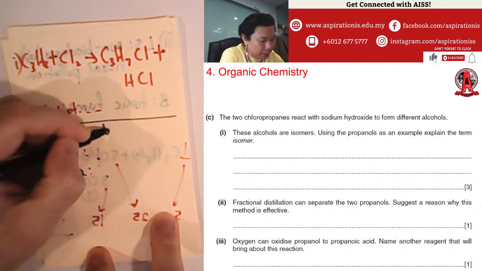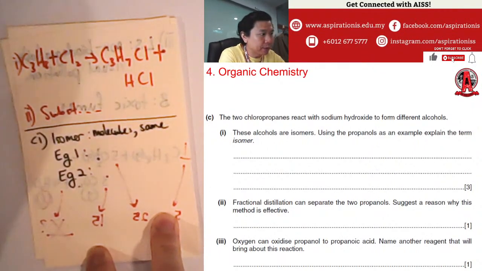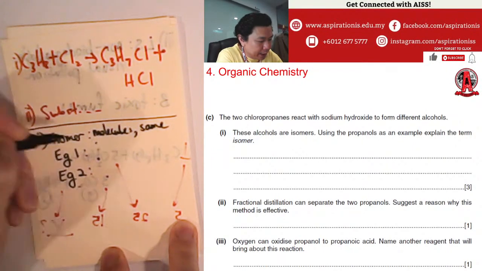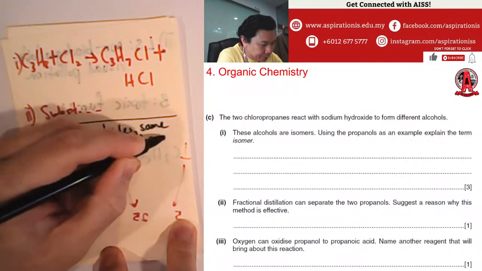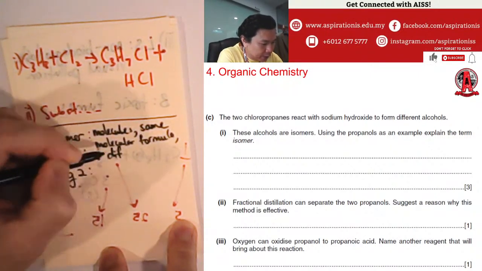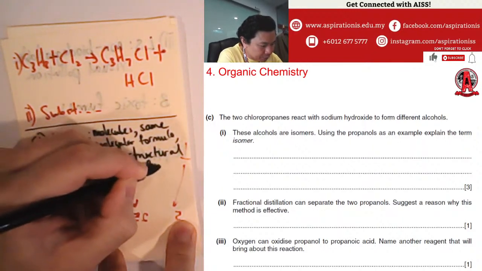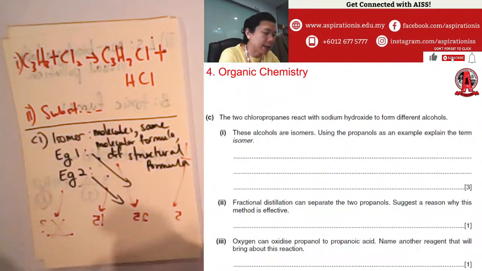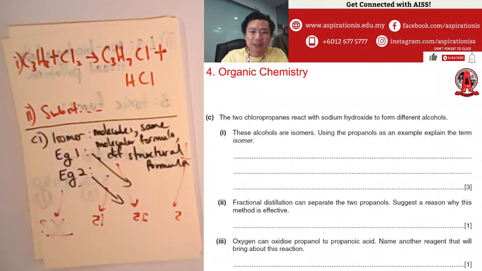Okay, so remember we already did the definition for isomer. You must start with what? Molecules, okay, with the same molecular formula but different structural formula. So give an example. What is example 1 and example 2 using propanol? You can do it. Come on. Tell me, what are the 2 examples?